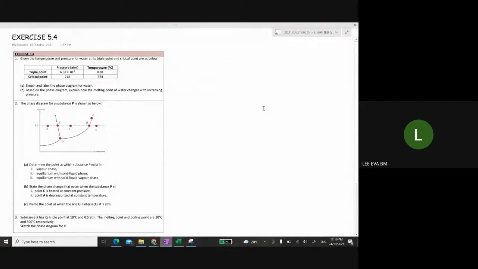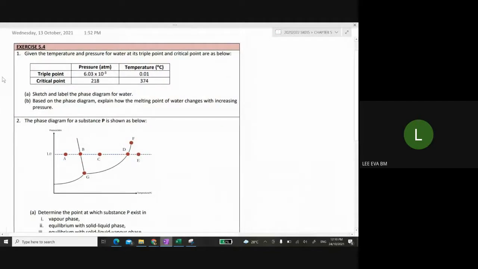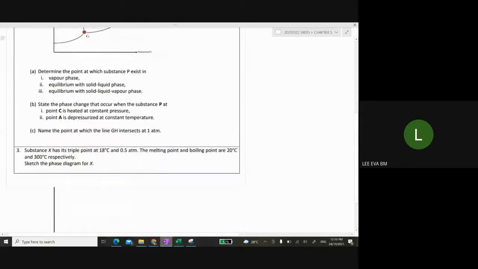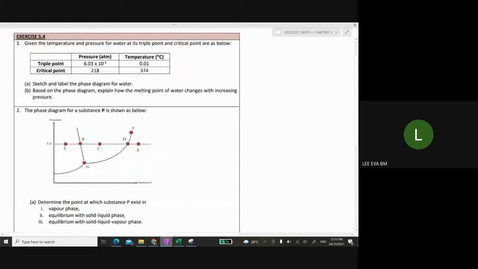Right. So let's just try a few questions over here. First question: given the temperature and pressure for water and its triple point and critical point, you need to sketch the phase diagram. Based on the phase diagram, explain how the melting point of water changes with increasing pressure. This one I'll leave it to you. You just need to sketch the phase diagram. But don't worry, I will show you another example using question number 3. I'll show you how to sketch the phase diagram.